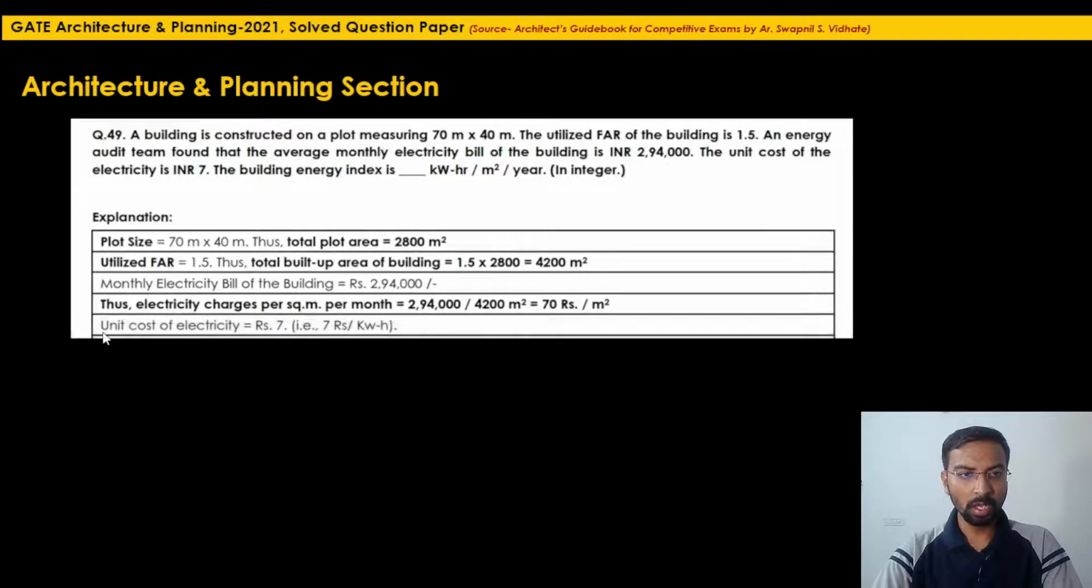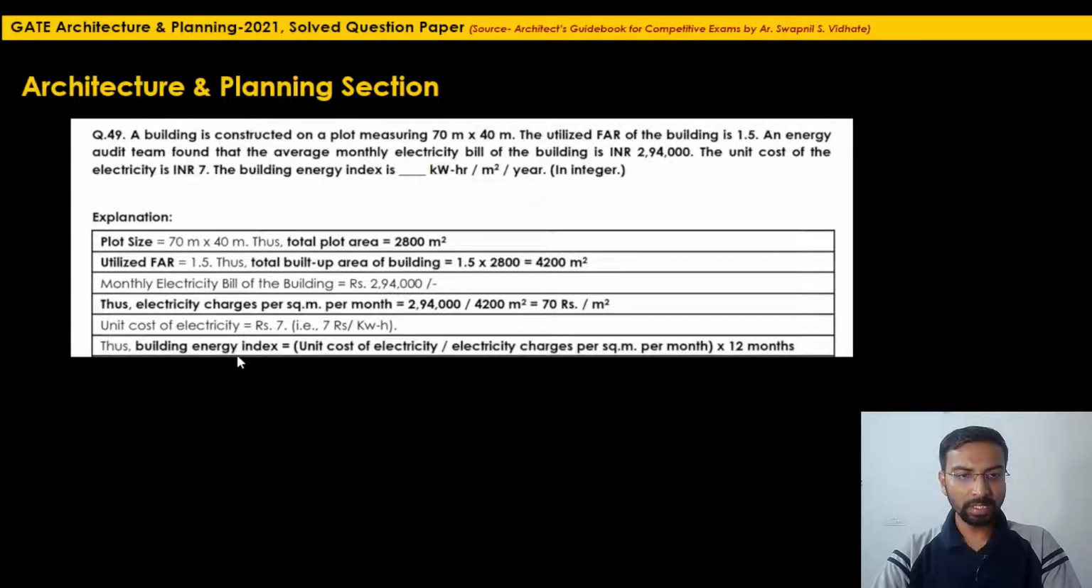The next thing, they have mentioned the unit cost of electricity, which is rupees 7. Now what is unit cost? That is 7 rupees per kilowatt hour. Generally we know the rate of electricity in our area, we generally say 7 rupees, 8 rupees. But what is the unit? It is 8 rupees or 7 rupees per kilowatt hour. That is the unit of electricity generally we use in our daily terms.